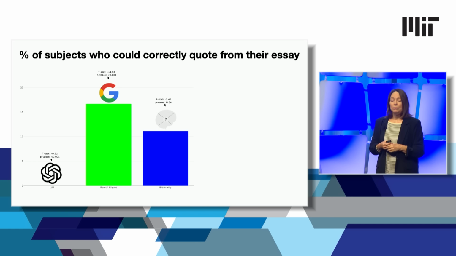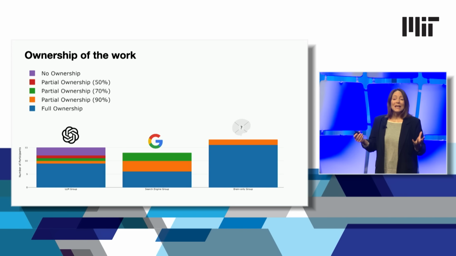Worse, the people that had used ChatGPT could not quote from their essays or could not make that same argument orally later down the road. But yet, at the same time, they claimed ownership over this work. They said, yes, I stand by my essay that I wrote. This is my work, even though they couldn't even remember what they had written a week later.